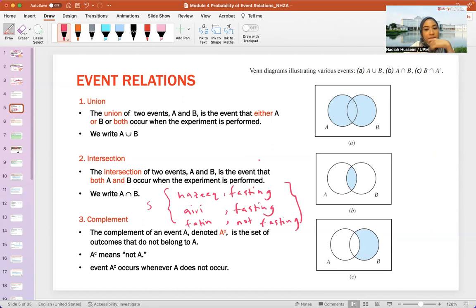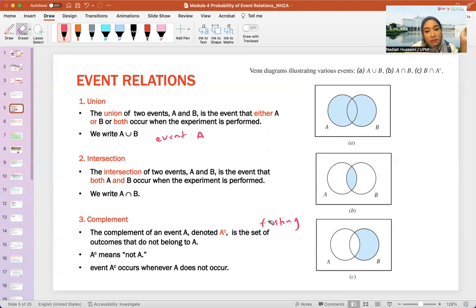No, this is not right. Event A, we have to have two events. This is not a good example. Just let me stick to the real example that I've prepared.